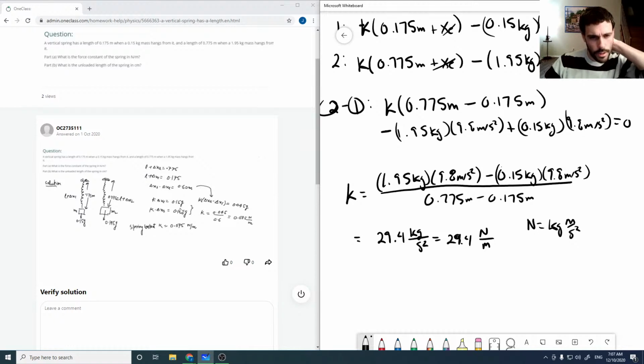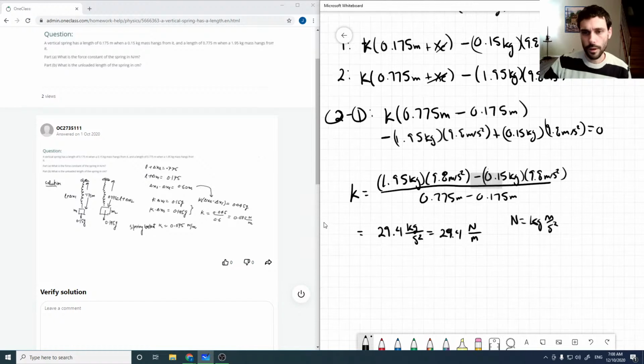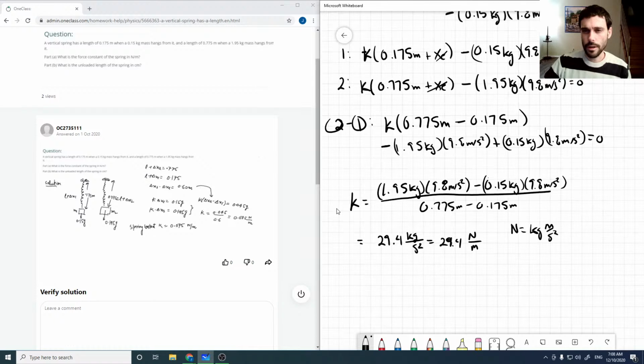They also have G's in here, so their spring constant comes out to be much too small. I'm not really sure, so I'm not going to bother trying to figure out what went wrong in their solution. It's just wrong. But you can easily see that the mass they used is incorrect. Okay, so now I'm just going to go forward and figure out the unloaded length. So there's our spring constant.